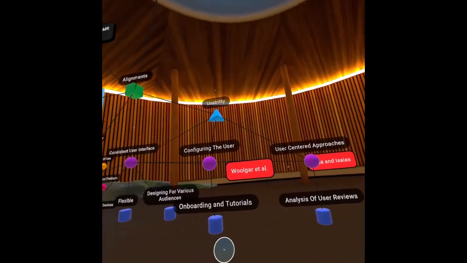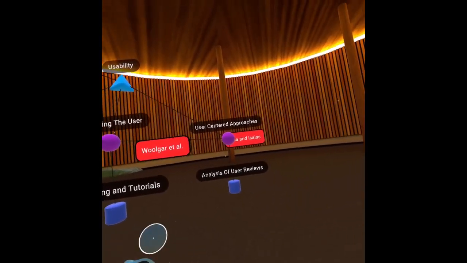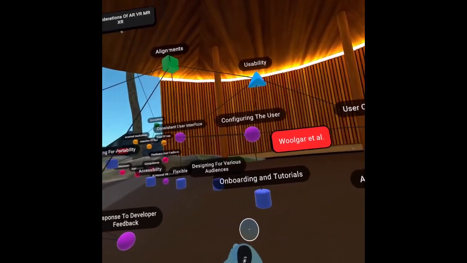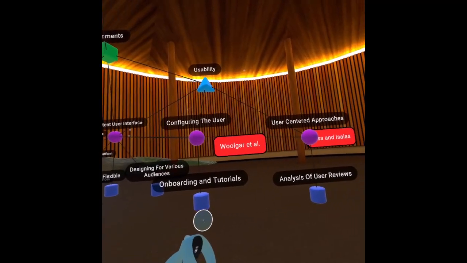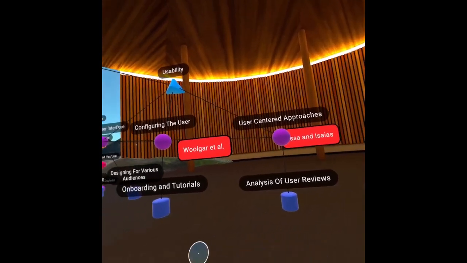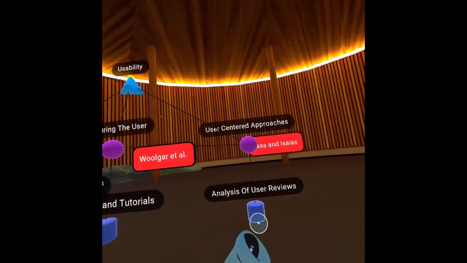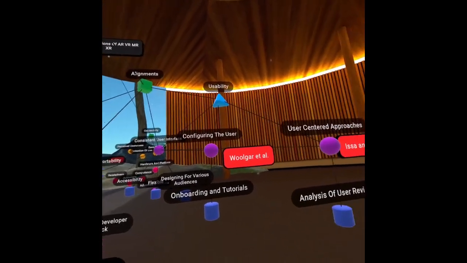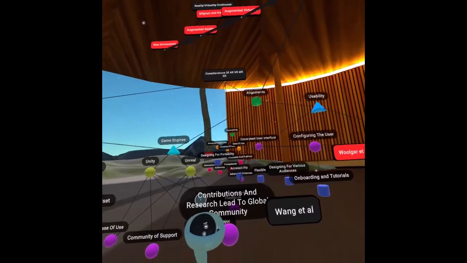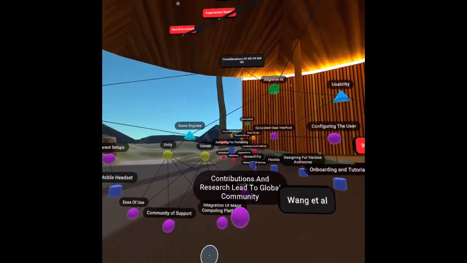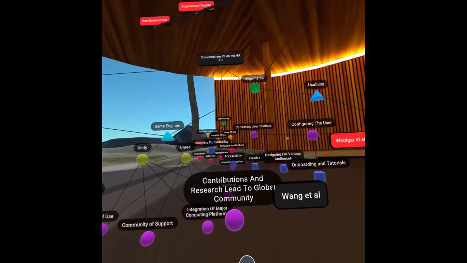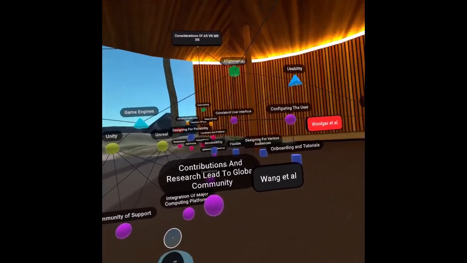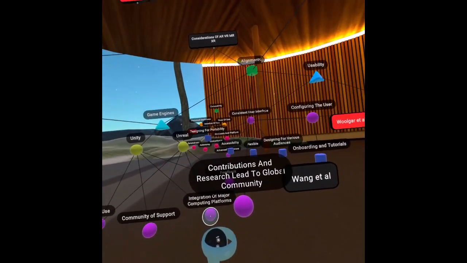That connects directly into usability, and this is the piece of 511. I did pull in a little bit about Woolgar, and Isa and Isaias, and the importance of configuring the user here. They talked, within Lucas quite a bit, about the importance of onboarding and tutorials, whereas Isa and Isaias and the Deng et al. article talked about the analysis of user reviews and using those pieces to help inform your creations within your VR experience. Wang et al. talked about the importance of contributions and having research lead to a global community and providing more insights into how VR can be used within educational settings. So it's really important to build those connections to help further the field.